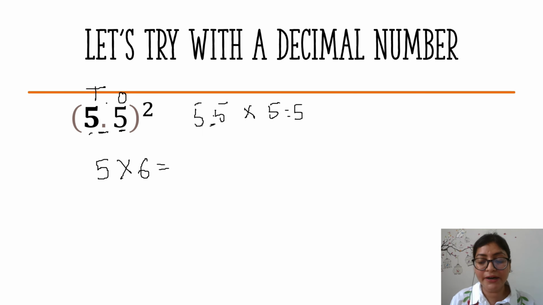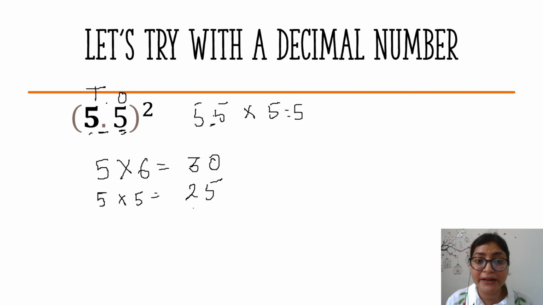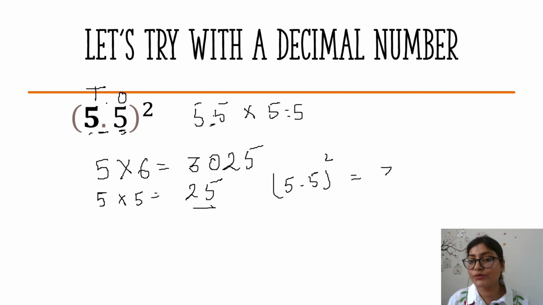So 5 6s are 30. Now here comes the second step, that is square of 5. 5 multiplied by 5, that is 25. So what we need to do, we simply need to write this 25 along with this 30. 3025. So 5.5 square equals to 3025. But now you will say we also have a decimal here.